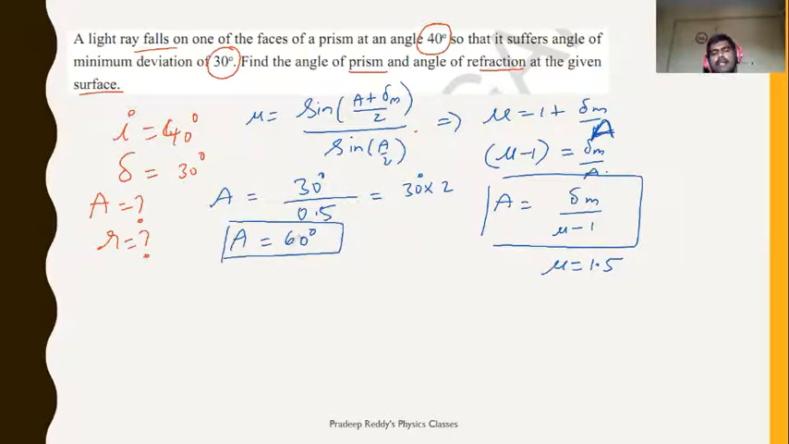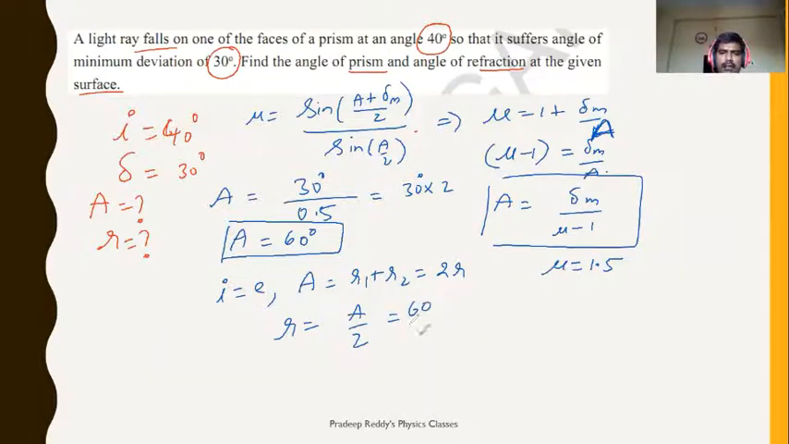As angle of prism is 60 degrees, for angle of minimum deviation we have I is equal to E, and A is equal to R1 plus R2, which is equal to 2R. This equation we have already derived in the prism concept. From here, you want to find out R. R is equal to A divided by 2, which is 60 divided by 2. This gives you 30 degrees. So angle of refraction is 30 degrees. Angle of prism is 60 degrees.